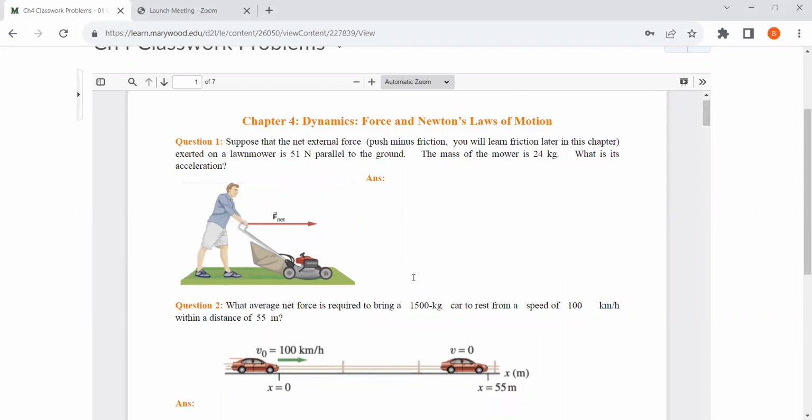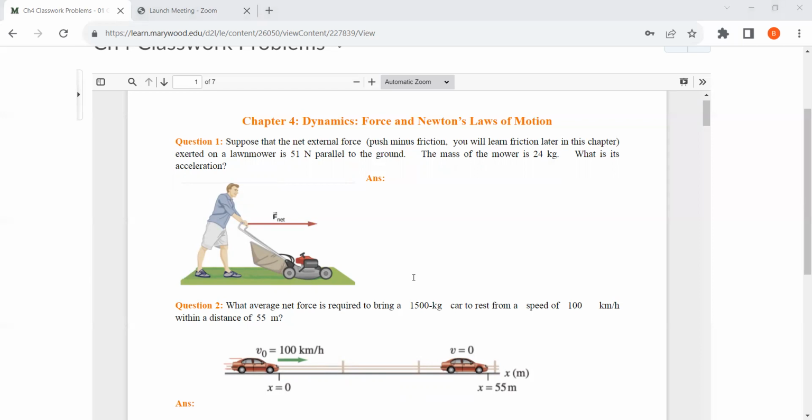All right, so let's start problem solving of chapter 4. Let's start with the first one. The first one is the easy one. It says that suppose the net external force exerted on a lawnmower is 51 Newton parallel to the ground. The mass of the mower is 24 kilogram. What is the acceleration?